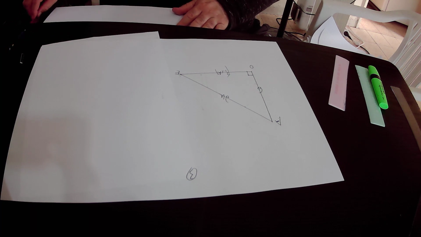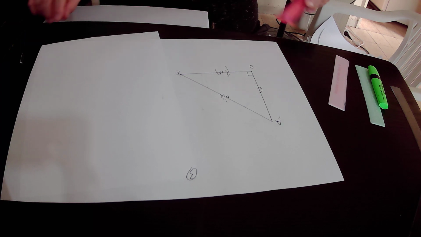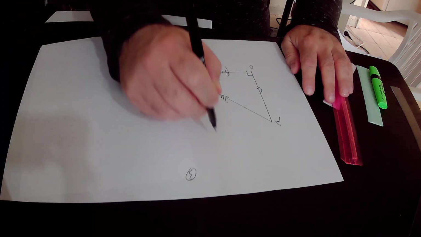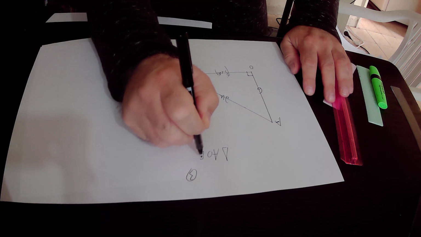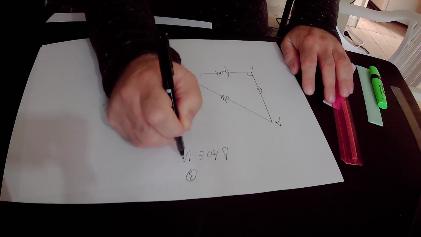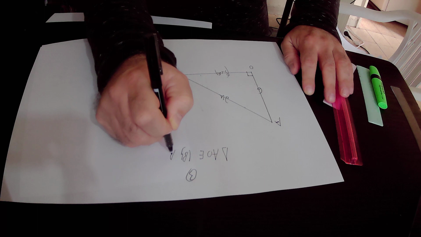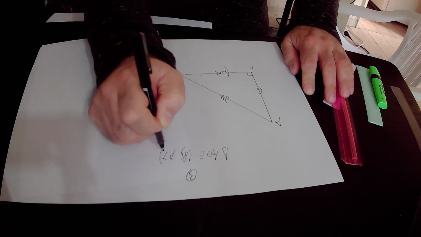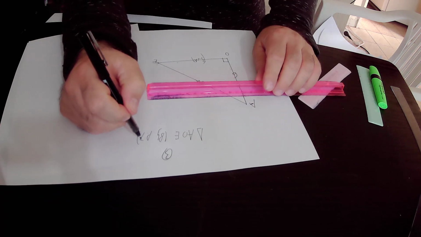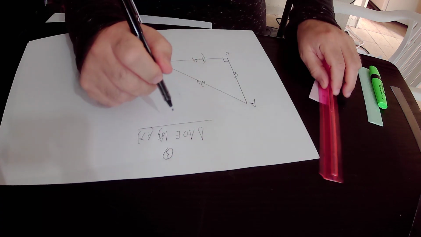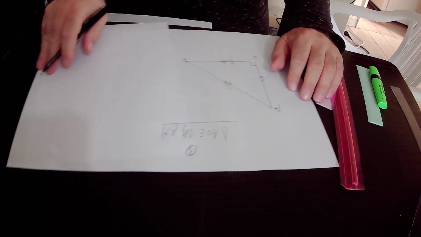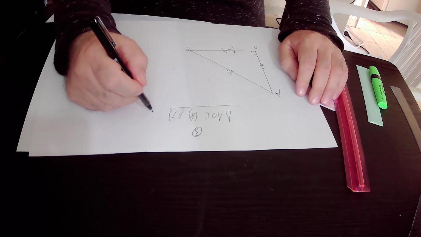So we will implement the Pythagoras theorem on the right triangle AOE. PT is abbreviation for Pythagoras theorem. The square of the hypotenuse equals to the sum of the squares of the perpendiculars. This will be equation number 2.